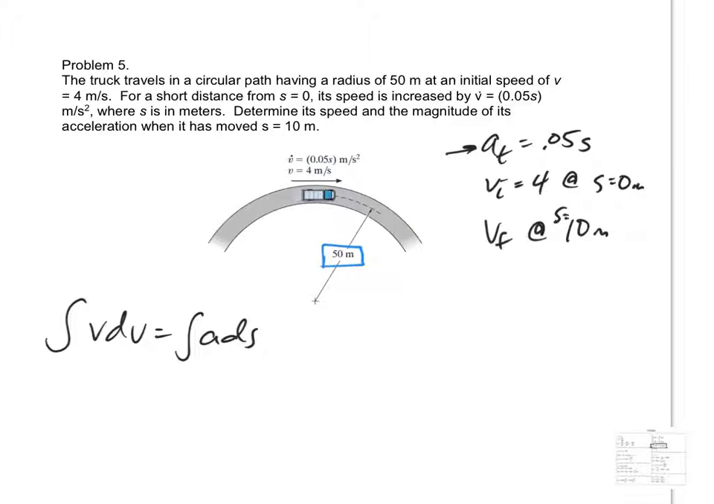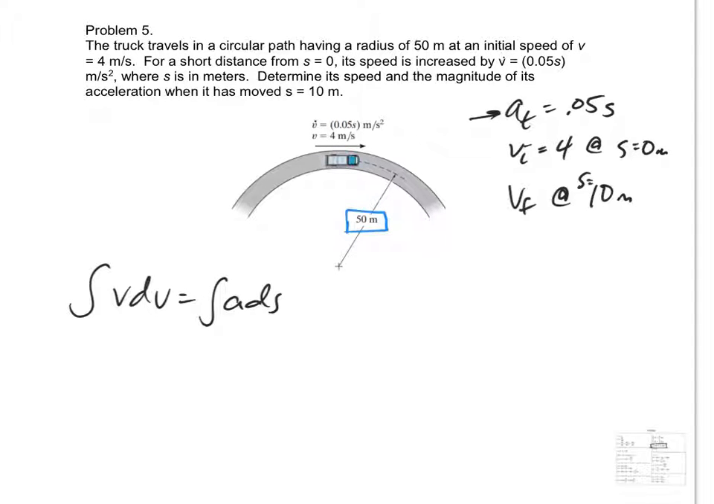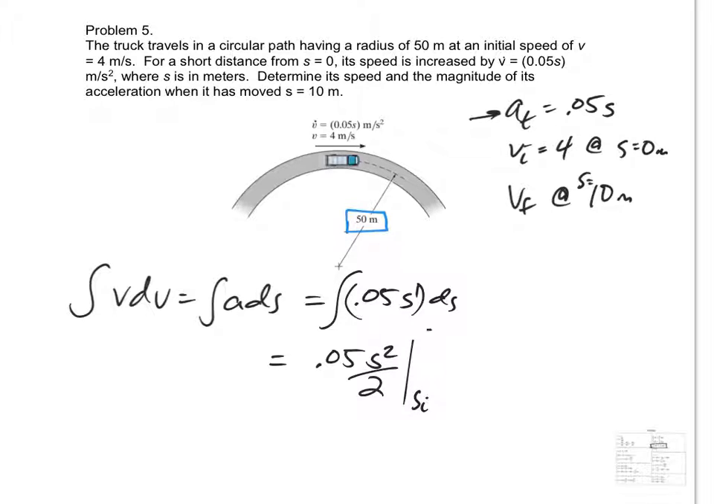So the integral of v dv, plugging in a is 0.05 s ds. I'm going to take the integral of that. The integral of 0.05 s would be 0.05 s squared over 2. Right, this is s to the 1, so add 1 divided by the new exponent. But I need to evaluate this at s initial and s final.